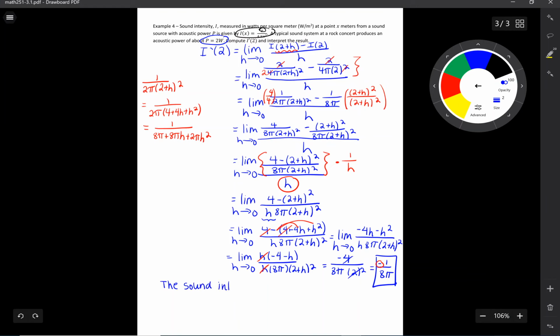decreases with an instantaneous rate of change of 1 over 8 pi, I don't include the negative since I say that it's decreasing, watts per meter squared at the point, since I was at x equals 2, so at the point 2 meters away from the sound source.